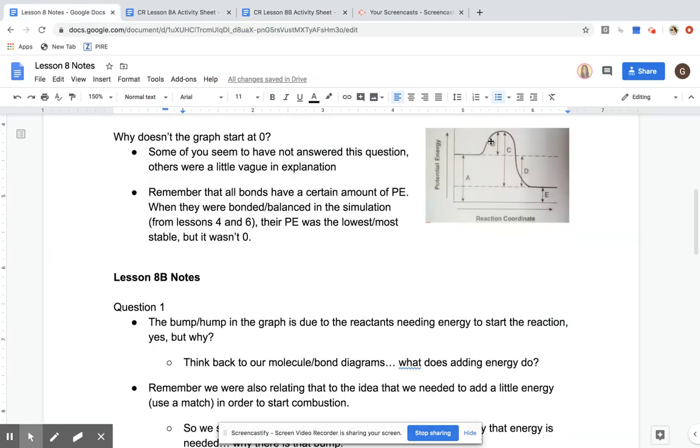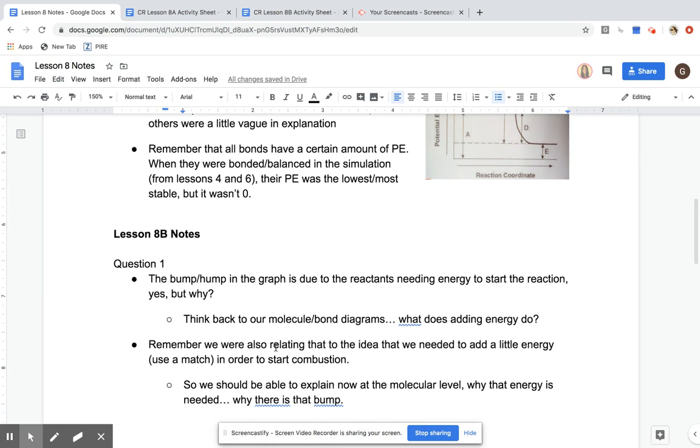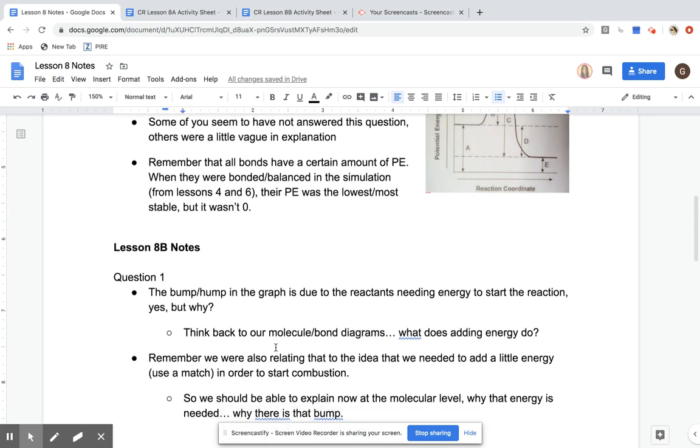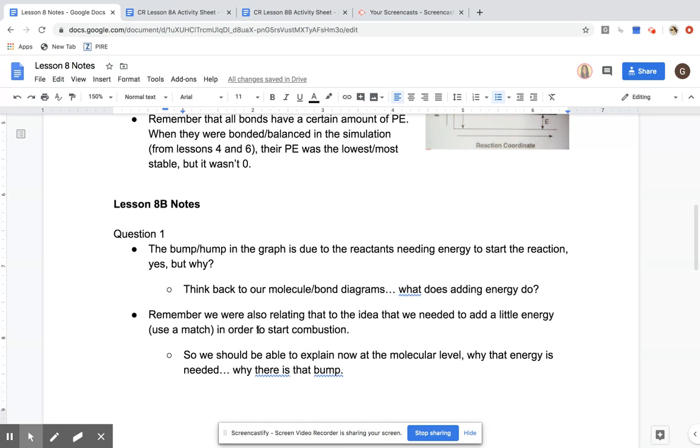So remember, for a reaction to go, we need to be breaking those reactant molecules, right? So this is why I wanted you to think back to our molecules and our bond diagrams. That energy in, right? What's that energy in doing? That's what you need to explain in your question. Not just being too vague and saying, oh, well, energy is needed to start the reaction. Yes, that's true, but why? Okay, so please make sure you answer that question.